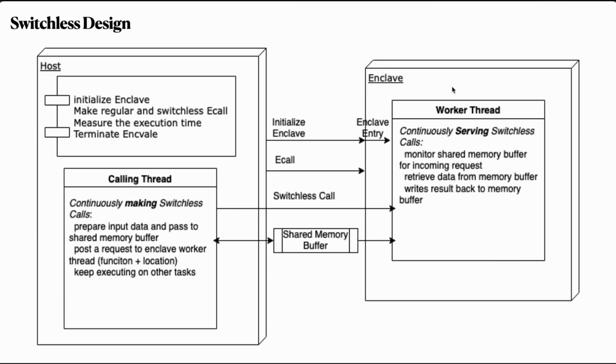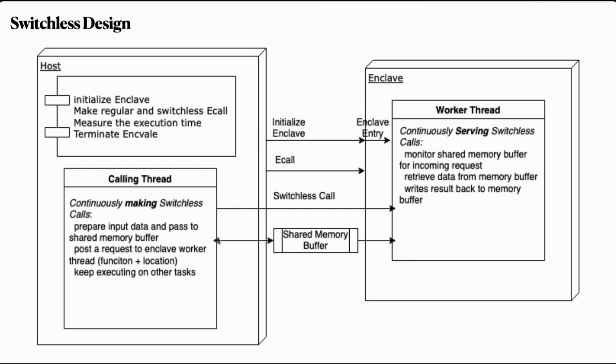And the worker thread resides inside the enclave. The worker thread will continuously monitor and serve the switchless calls. It will monitor the shared memory buffer for incoming requests from the calling thread. Upon detecting a new request, the worker thread retrieves the input data from the shared memory buffer and processes the requested enclave function. After processing the enclave function, the worker thread writes the result back to the shared memory buffer and marks the request as complete.